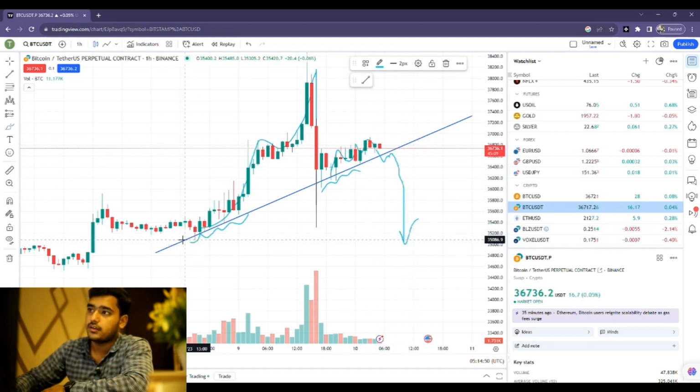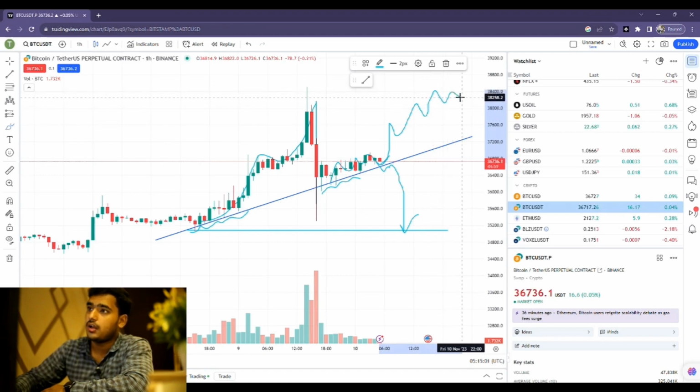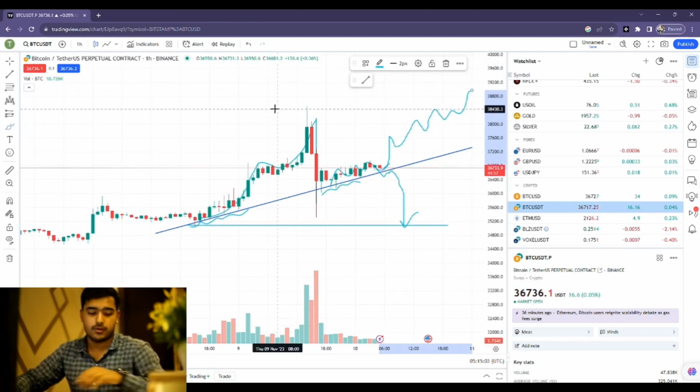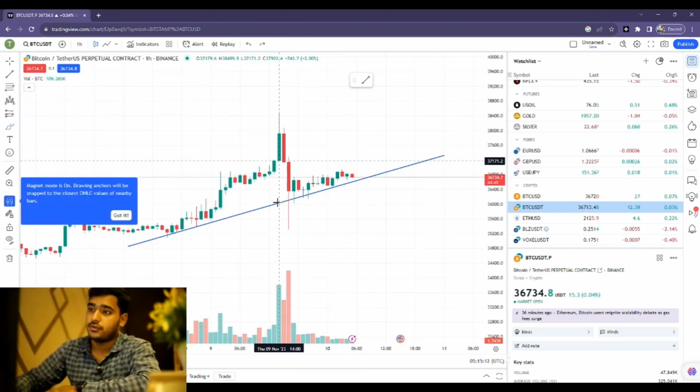Right? But what if the market respects this trend line? So what we're gonna see is more upside in the market, and we're gonna test the upper trend line that I'm gonna make later. So that was just the basics of the simple trend line.